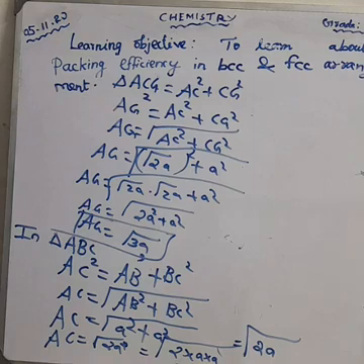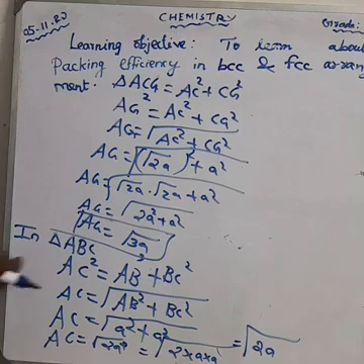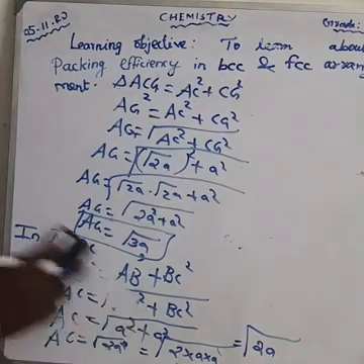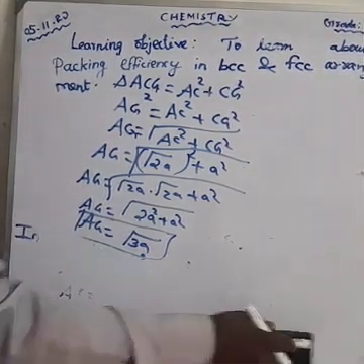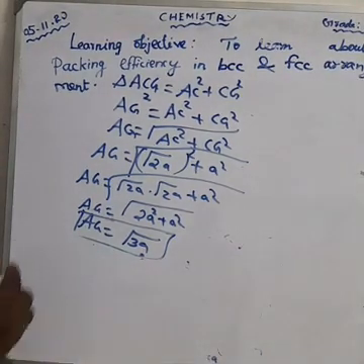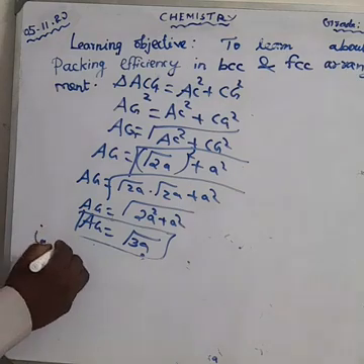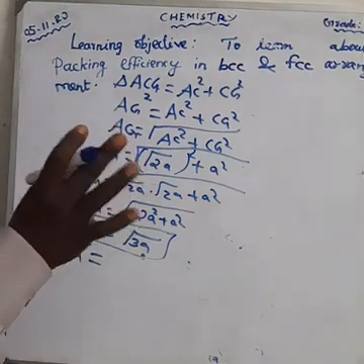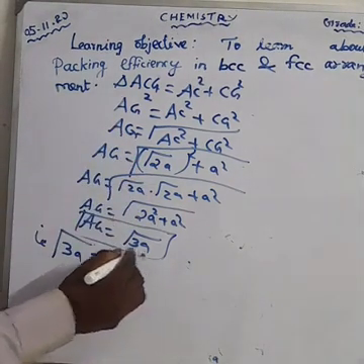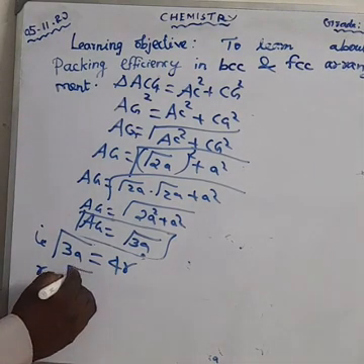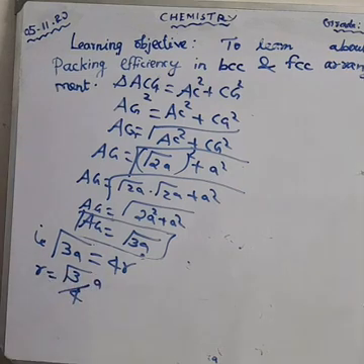Now, that can be written as root 3 a means, here I have a radius, and root 3 a means we have the radius 4 times, am I right? So 4r equals root 3 a, so we take r is equal to root 3 by 4 a. Okay.